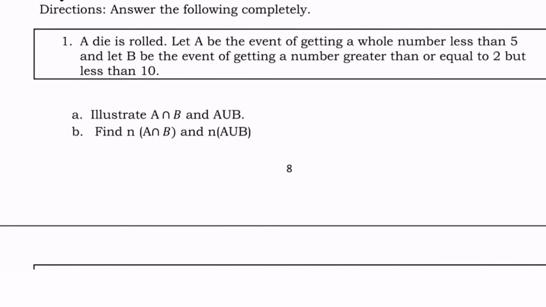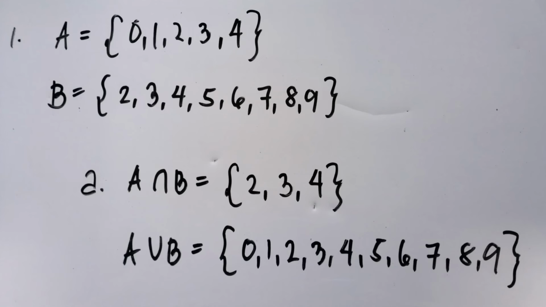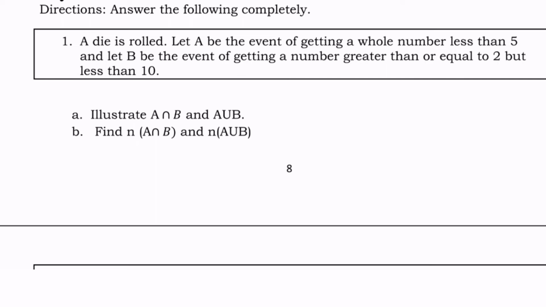Directions: answer the following completely. Number 1. A die is rolled. Let A be the event of getting a whole number less than 5, and let B be the event of getting a number greater than or equal to 2, but less than 10. A. Illustrate A intersection B and A union B. B. Find the cardinality of A intersection B and the cardinality of A union B.